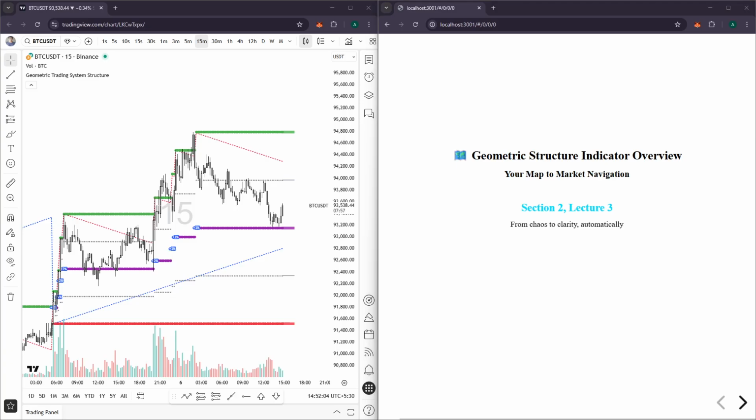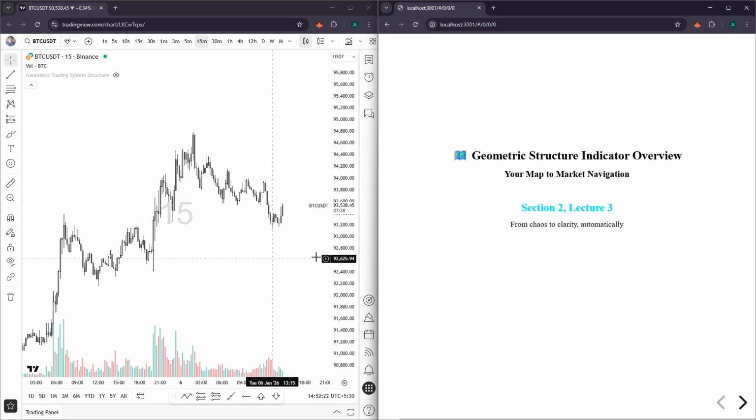Hey guys, welcome back. In this lecture, we're going to talk about the geometric structure indicator overview. This will be your map to market navigation, and we're going to move from chaos to clarity automatically. I'll just disable that, and you can see the chart here.